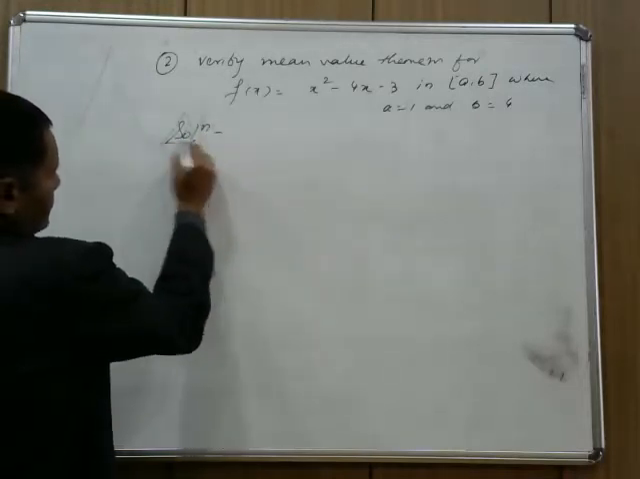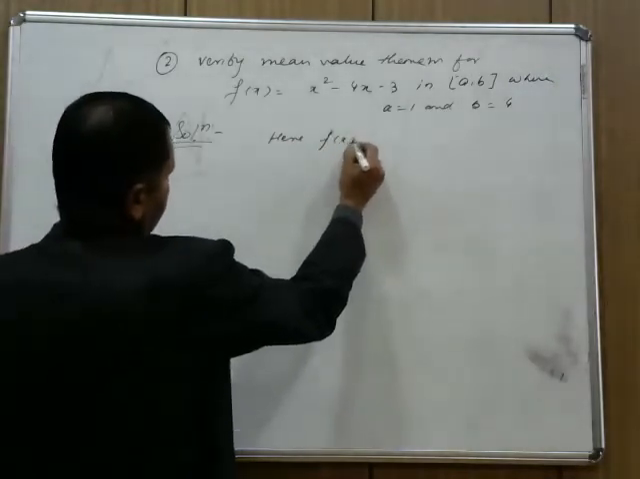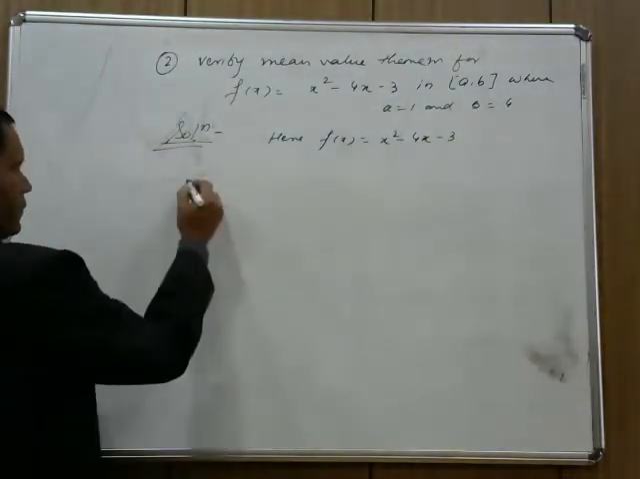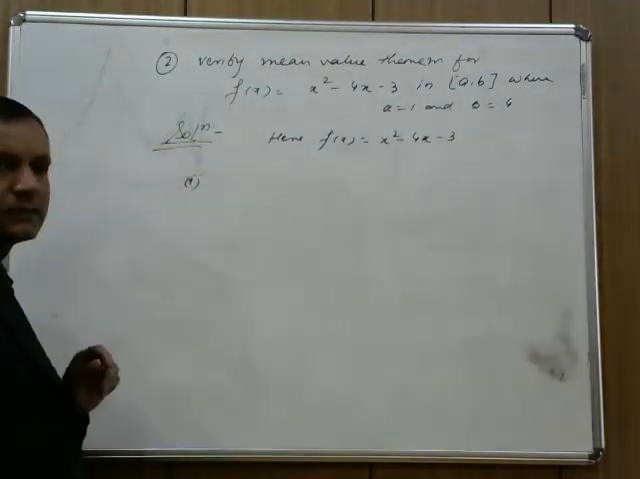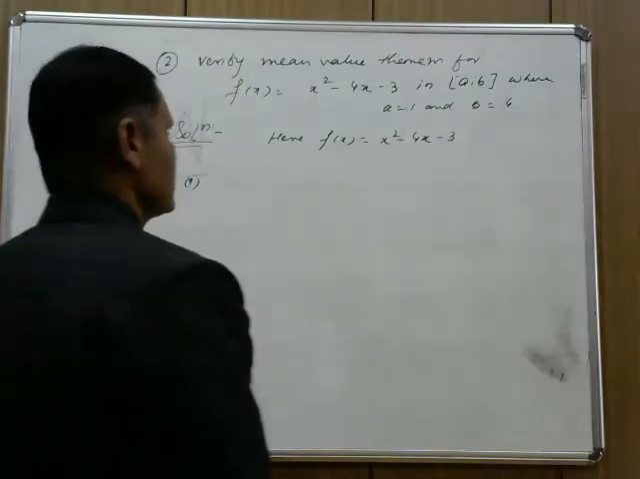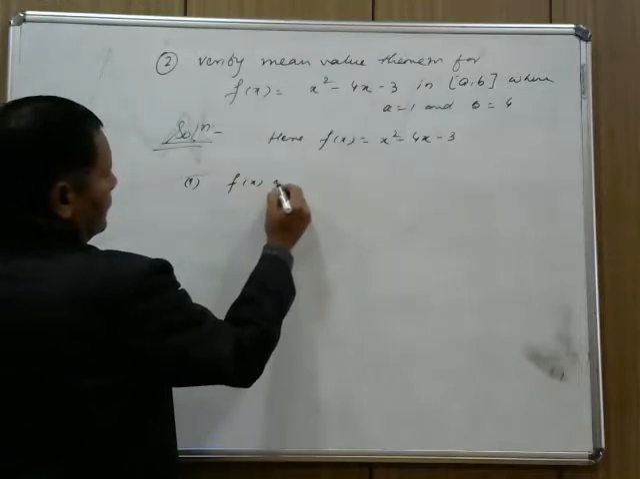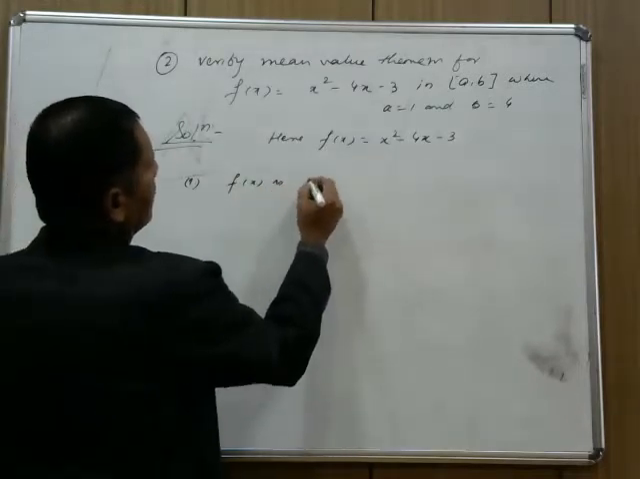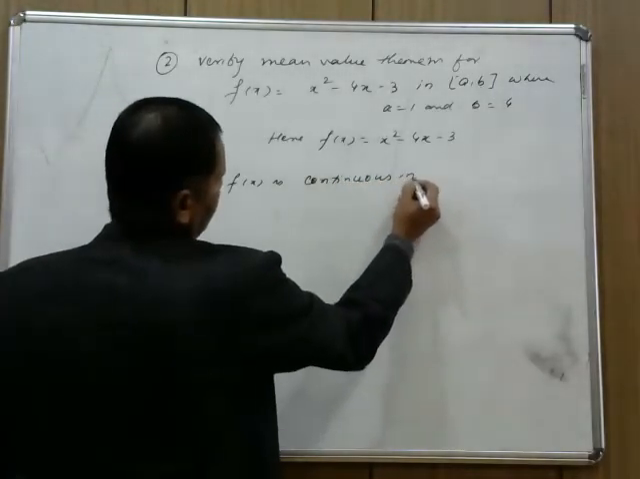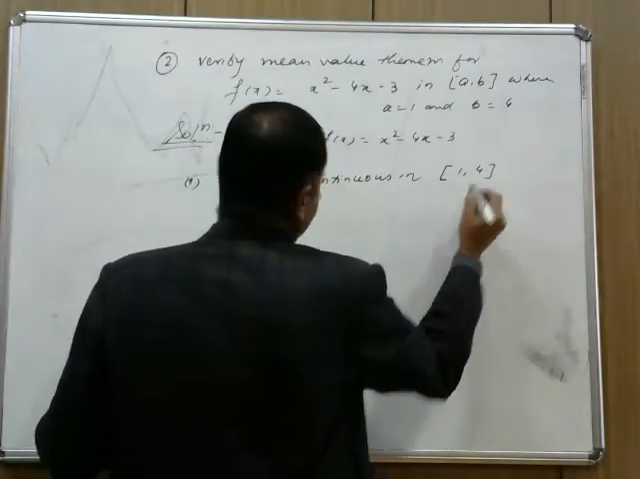Which type of function is it? Here f of x is equal to x square minus 4x minus 3, and therefore the given function is a polynomial function. And we know that a polynomial function is continuous and differentiable. So we will write: first, f of x is continuous in the interval [1, 4].